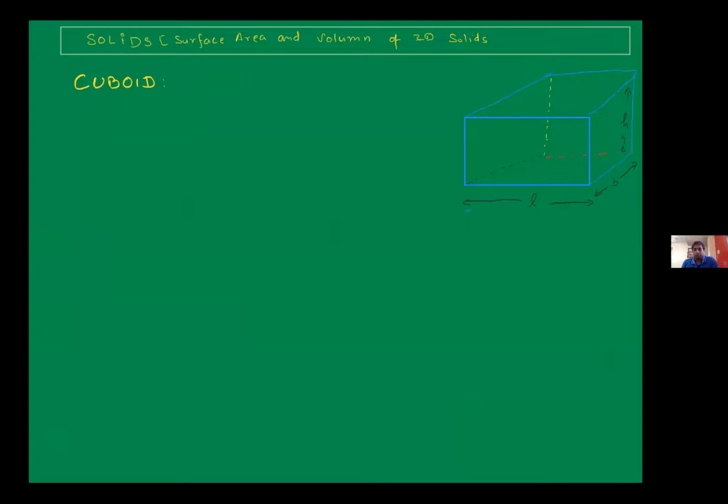So find the volume of the cuboid. How to find the volume of the cuboid? The volume of the cuboid will be L into B into H. It's nothing but length into breadth into height. That is called the volume of the cuboid. If the length, breadth and height of a cuboid are given, we can find the volume of that particular cuboid.